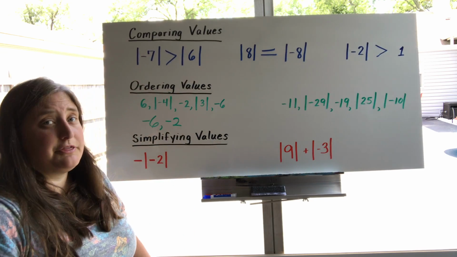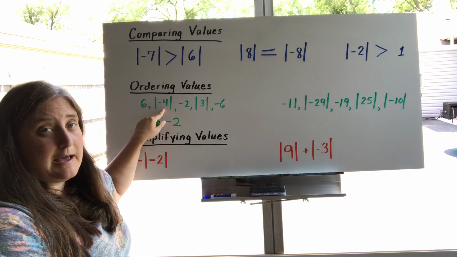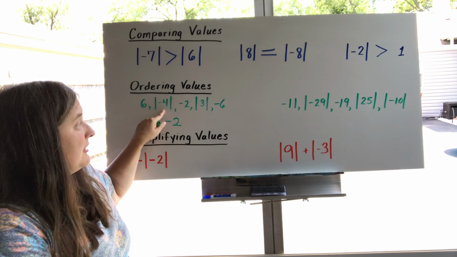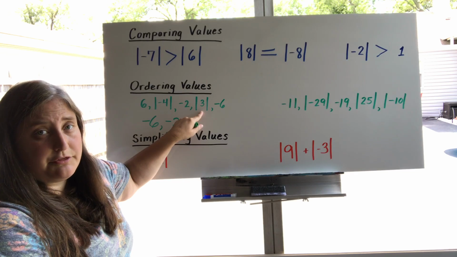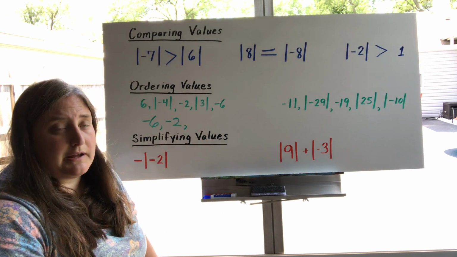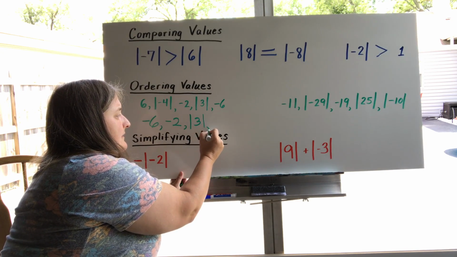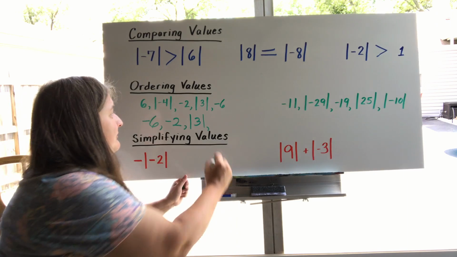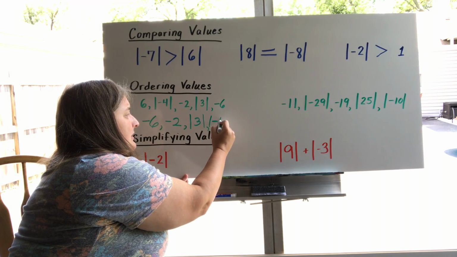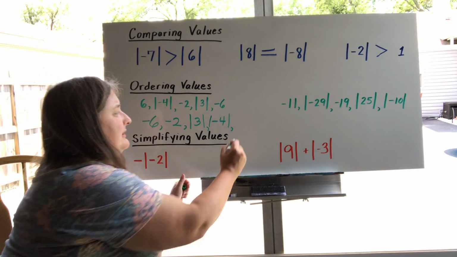Now I'm left with three things that are going to have positive values. I've got +6, the absolute value of -4, which is 4, and the absolute value of 3, which is 3. So out of those, the one that would come next in my list is the absolute value of 3, which is worth 3. Then it would be the absolute value of -4, which is worth 4. And my greatest value is 6.